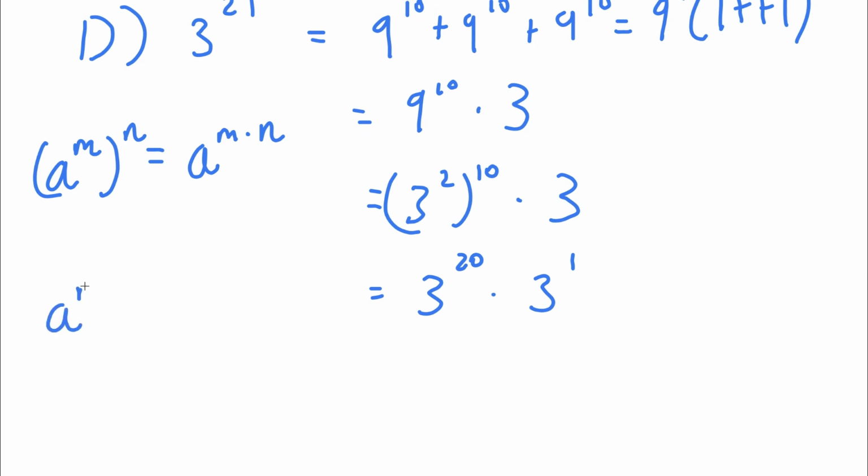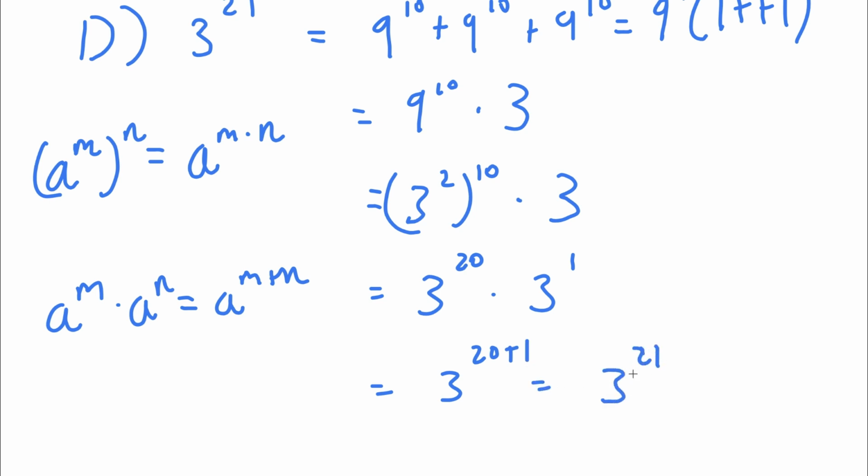Now, I have a to the power of m times a to the power of n. This is equal to a to the power of m plus n. So 3 to the power of 20 times 3 to the power of 1, that's going to equal 3 to the power of 20 plus 1, which is equal to 3 to the power of 21. So this is the right answer.